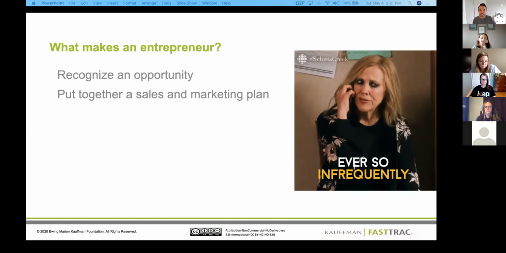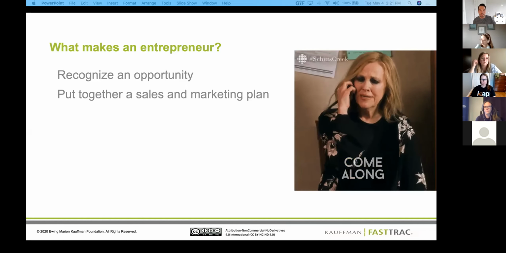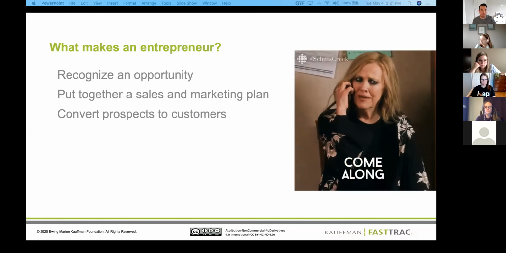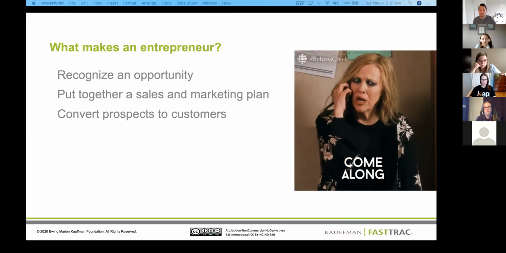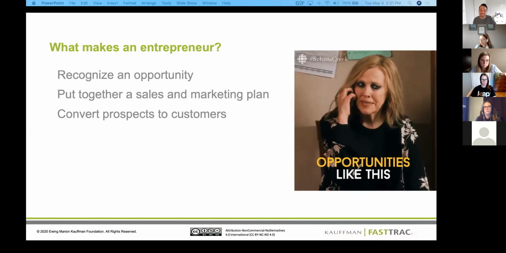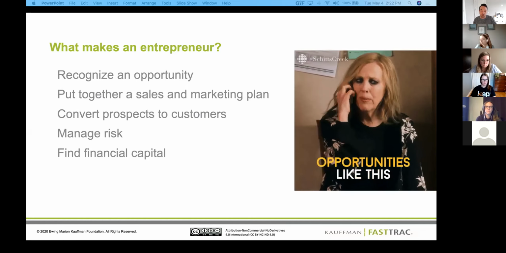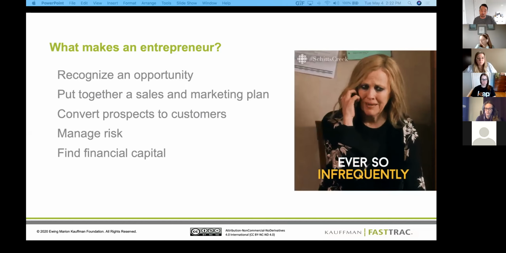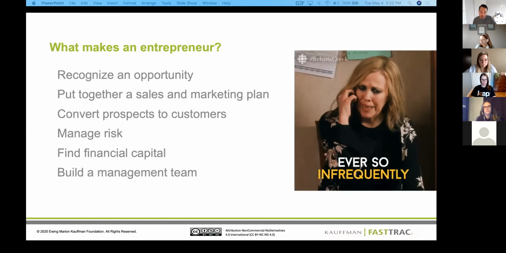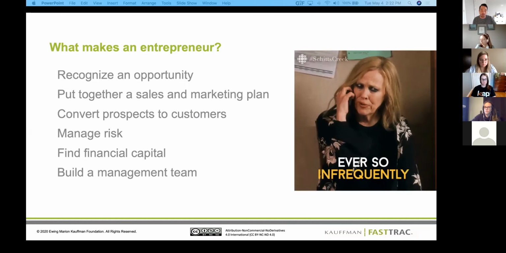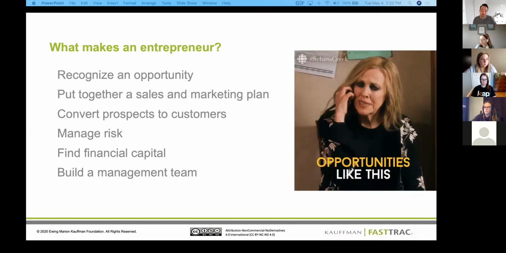You're able to put together a sales and marketing plan, meaning you pinpoint prospects and ways to reach them. You're able to convert prospects to customers, because of course we don't have a business if we cannot do this part, which means you verify that others are willing to pay for the product and service and actually get them to pay for it. You're able to manage risk, meaning you educate yourself about potential risks and take action to minimize or eliminate them. You're able to find financial capital, meaning you can determine the needed resources and where to find and access them. And you build a management team, assembling a network of people to serve as advisors, employees, consultants, and mentors who have the information and skills that will help you succeed. It's a key part of being an entrepreneur.